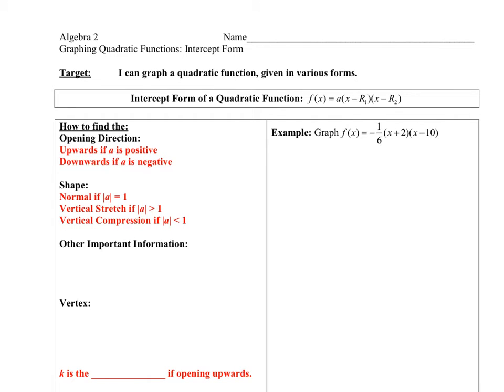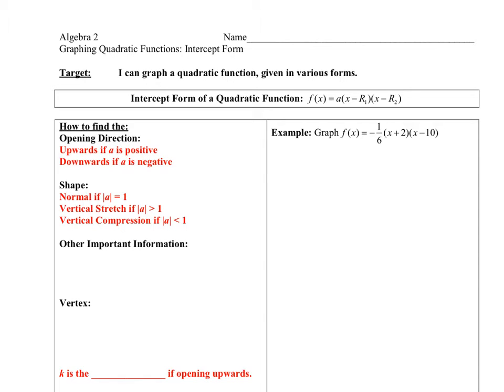Hi everyone. Today we're going to talk about how to graph a quadratic function in intercept form, otherwise known as factored form. The equation for the intercept form of a quadratic function is f of x equals a times quantity x minus r1 times quantity x minus r2.